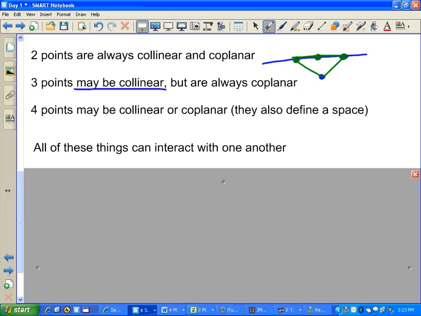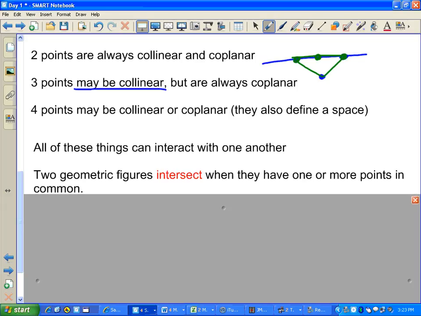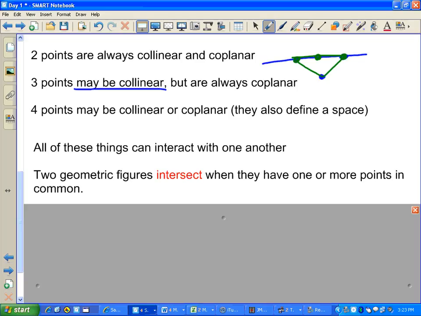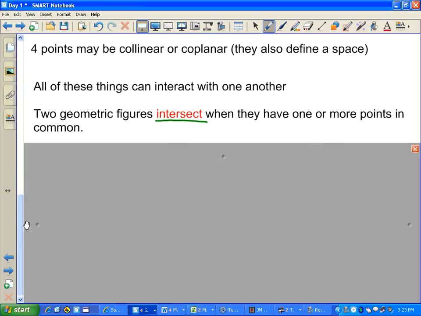All these things that we've talked about so far can interact with each other. Their interactions, if they end up touching, that's called an intersection. So 2 geometric figures are going to intersect when they have at least 1 point in common. If they never share a point, then they don't intersect.